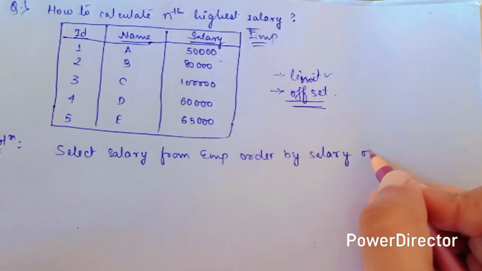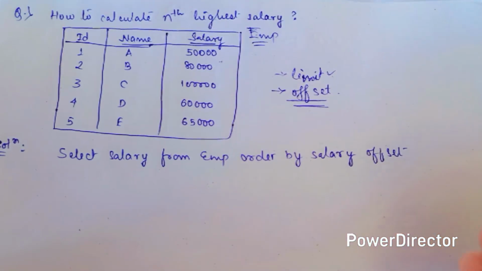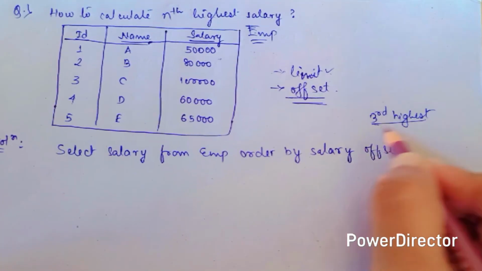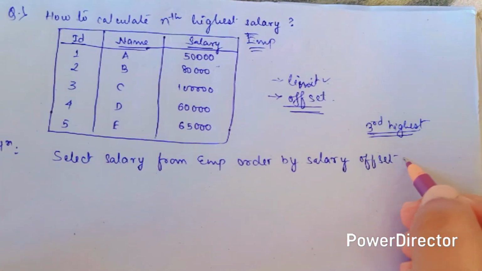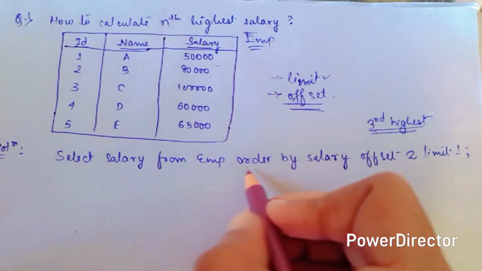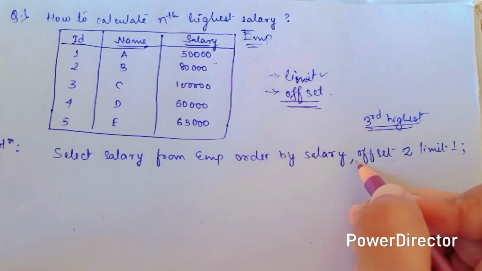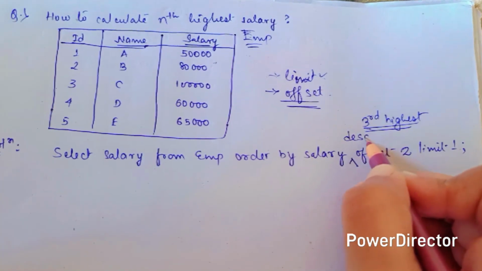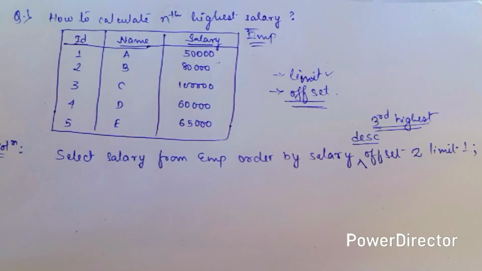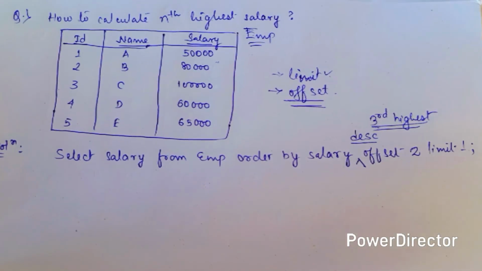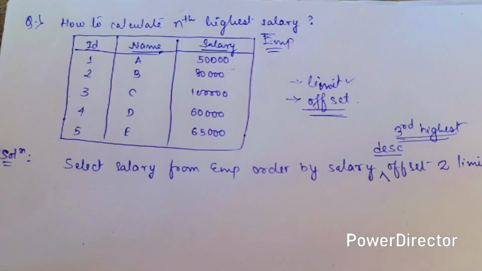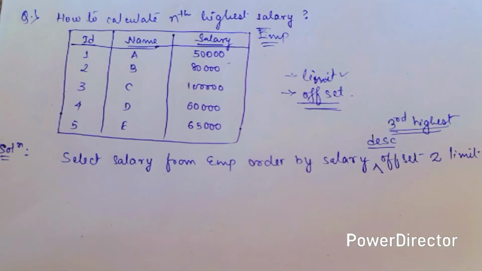Then we are going to write offset. Suppose we want the third highest salary, then we are going to write offset 2, limit 1. And order by salary, after that we have to write descending order. Why is descending written? Because we want the salary in decreasing manner. That means the highest salary should be at the top, and after that all other salaries should follow.